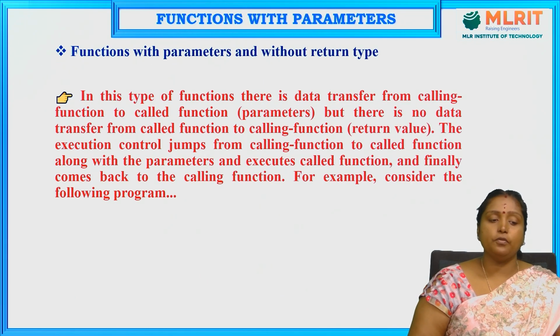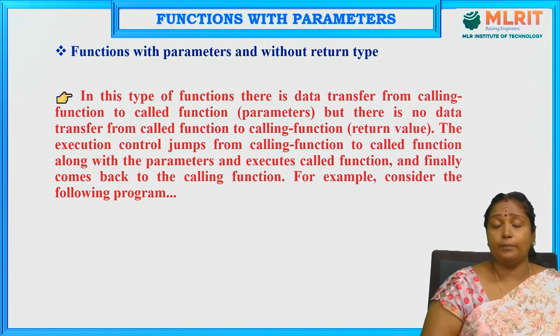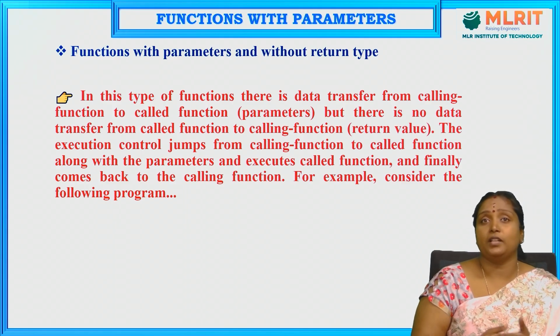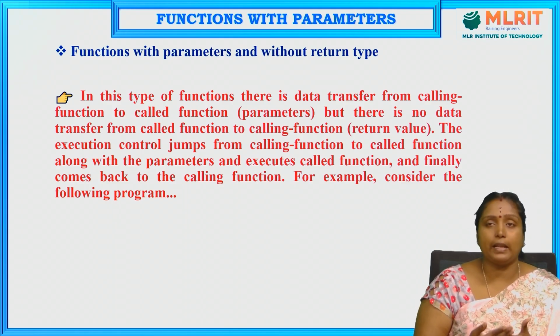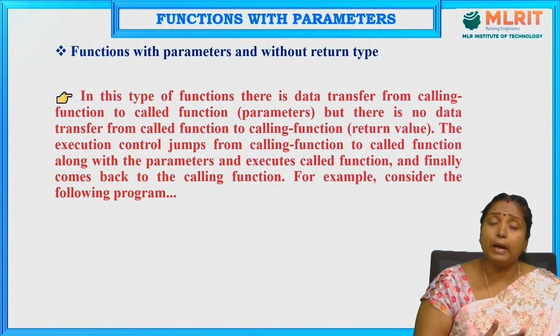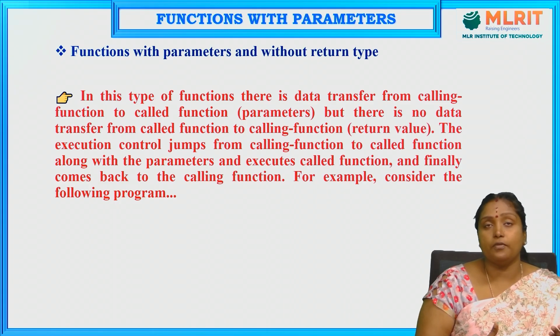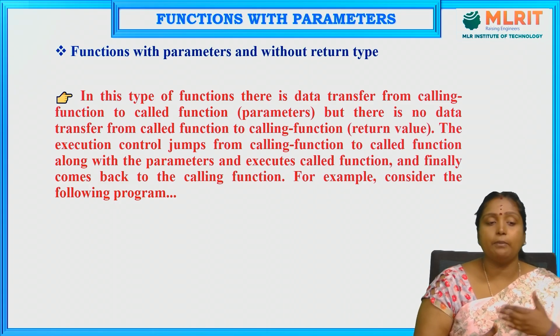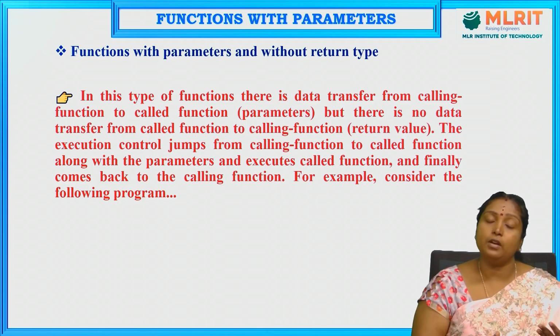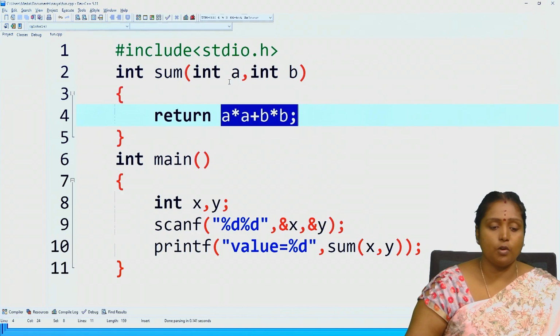Next, coming to functions with parameters and without return type. If I'm transferring data from calling function to called function, which is parameters, but there is no data transfer from the called function back to the calling function, that is, if I'm not returning any value from the function, it is said to be functions with parameters and without return type. Let us go with a small example program.